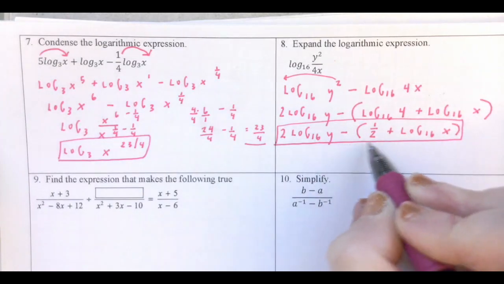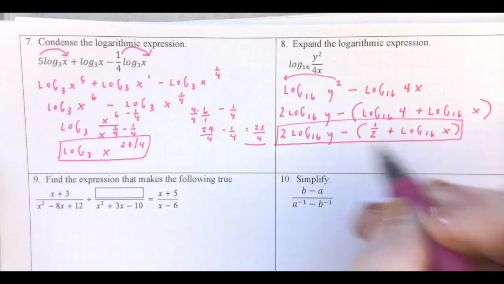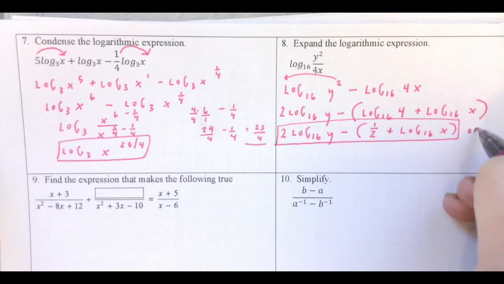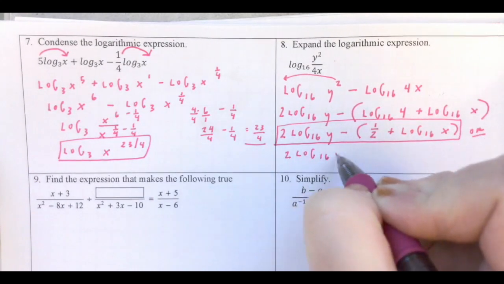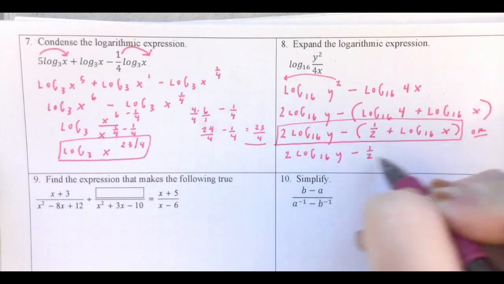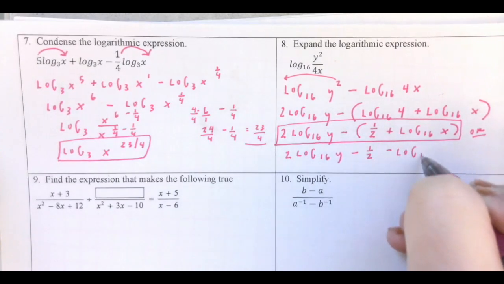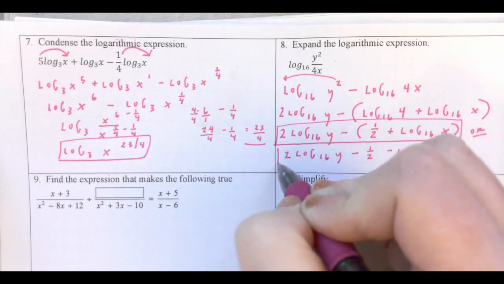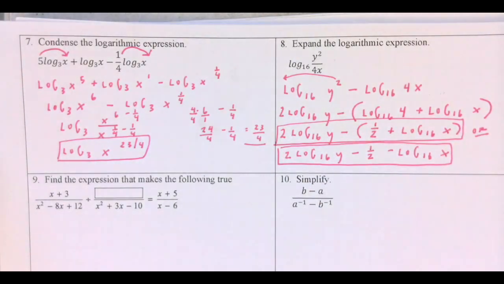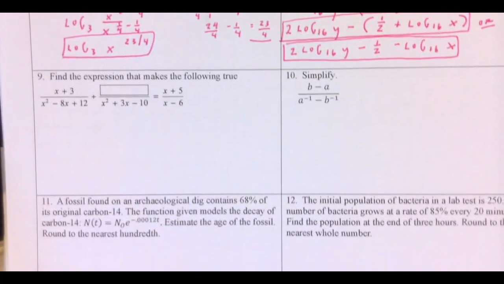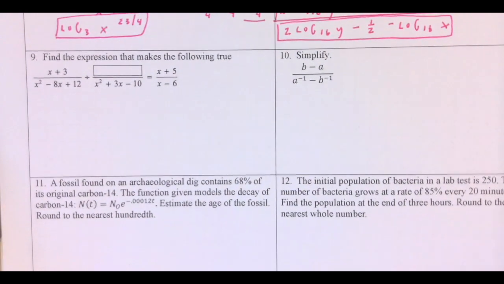Or if you wanted to distribute that minus right here to both terms, you could leave it as 2 times log base 16 of y minus 1/2 minus log base 16 of x. Both of those options are fine, equally correct. Either way. All right, next up, find the expression that makes the following true.